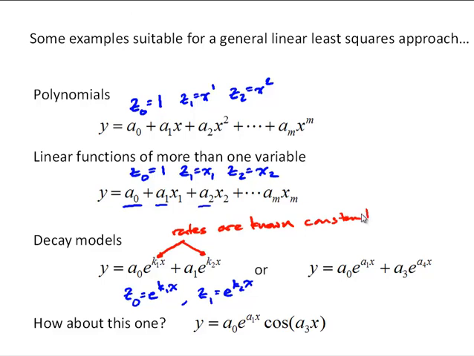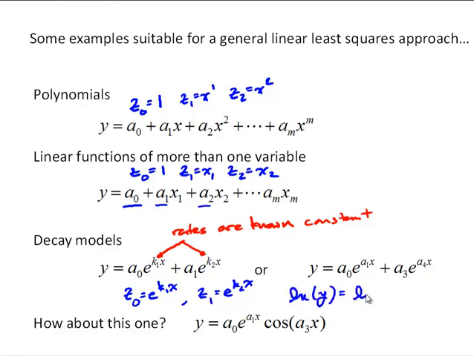If this model has four unknown constants, such that we have the case where we had A0, A1, A3, and A4, we actually couldn't formulate this as a linear least squares approach. You could try, say, taking the natural log to transform it.